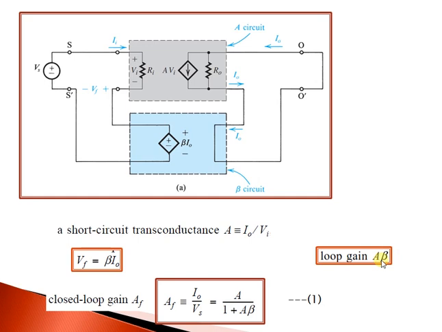The source and the load resistances have been completely absorbed inside the A circuit, and the closed loop gain AF can be computed as I0 by Vs equal to A by 1 plus A beta, which is denoted as equation number 1. Now, in order to find the input resistance and the output resistance, we try to obtain the equivalent circuit of this particular circuit.